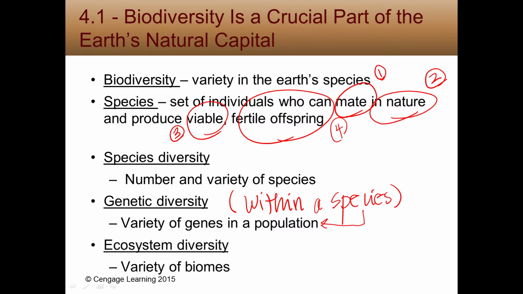And then finally, not finally at all, finally on this slide, ecosystem diversity. You're just looking at the biomes that are available, the variety of biomes. For examples, you can just write some biomes that you know: desert, tundra, rainforest, deciduous forest, taiga, cold desert, whatever comes to your mind, okay?